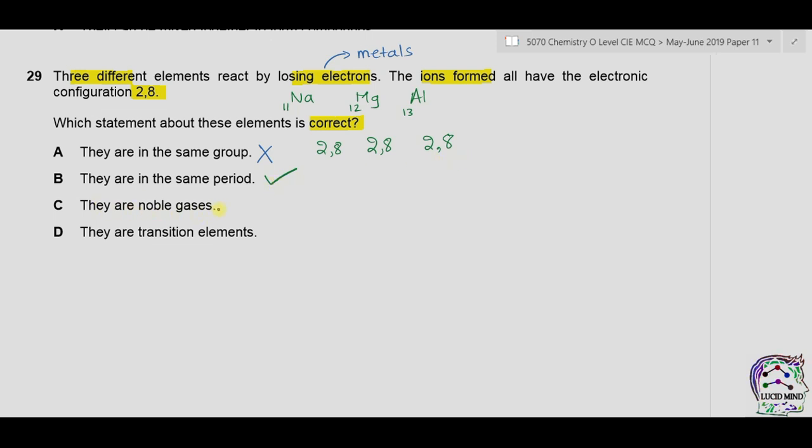C, they are noble gases. This is wrong because they are metals. D, they are transition elements. This is also a wrong statement because the atomic number of transition elements is quite high, so they will not fit this electronic configuration after formation of positive ions. Correct answer is therefore B.